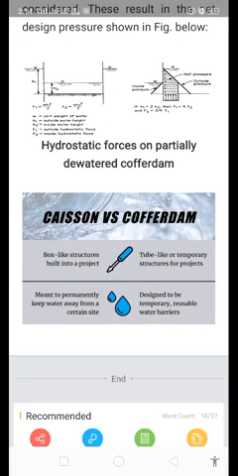Now, caisson versus cofferdam, as we have discussed earlier. A caisson is a box-like structure built into a project, which means it helps in carrying the load. It is a permanent structure, but a cofferdam, a tube-like structure, is temporary for the project. A caisson is meant to permanently keep water away from a certain site, and cofferdams are designed to be temporary, reusable water barriers. That is all about the cofferdam we have discussed.